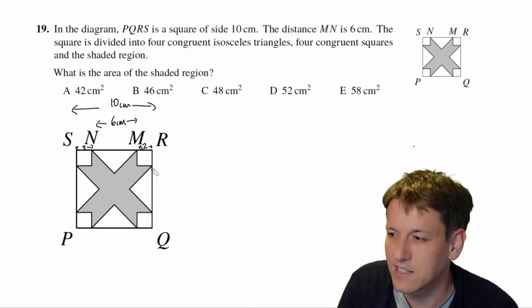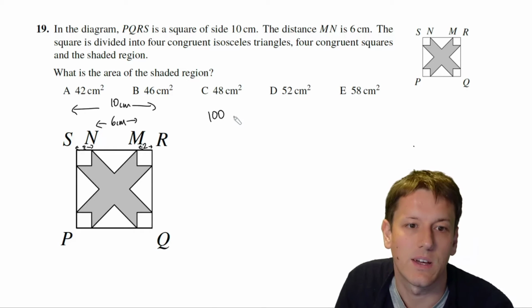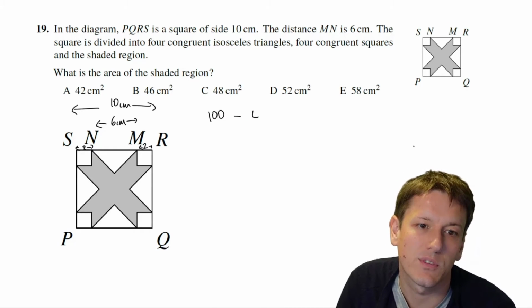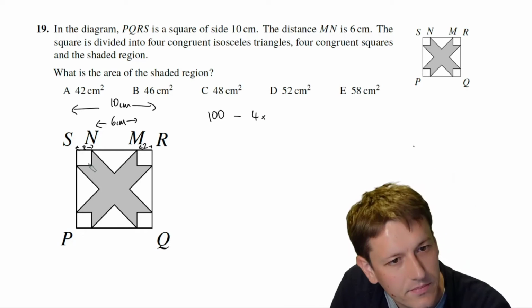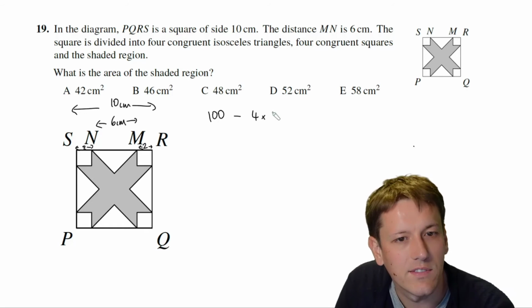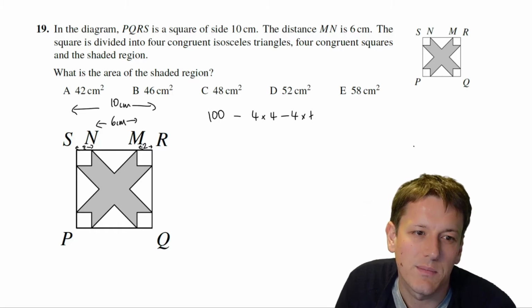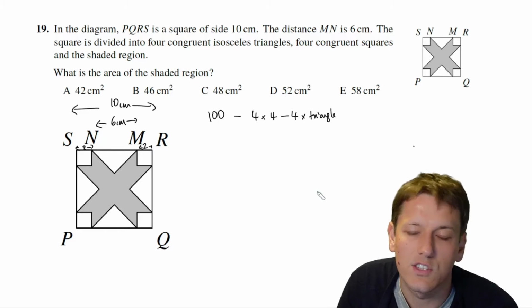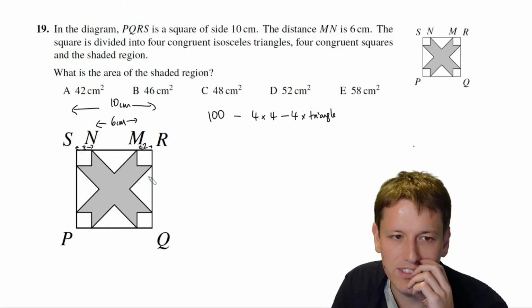It does seem quite natural here to think of the shaded area as the big square, which is 10 by 10, 100, minus 4 of these small squares, and we know their area now because we've just seen that they have side length 2, and then I need to subtract 4 times the triangles, right? So all I've got to do here is work out what the area of these triangles are.